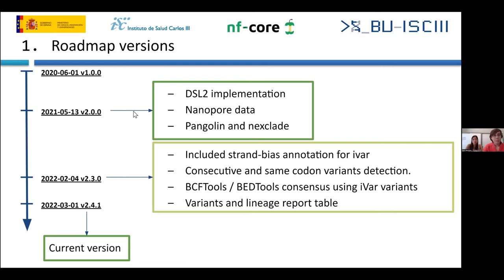As a roadmap, this pipeline's first release was in June 2020, but we started the development in March, more or less. The second major release was a year later, in May 2021, where the whole pipeline was rewritten using the DSL2 implementation, and a whole new branch of the pipeline was added for Nanopore data analysis. Also, Pangolin and Nextclade were included for lineage assignment for SARS-CoV-2.